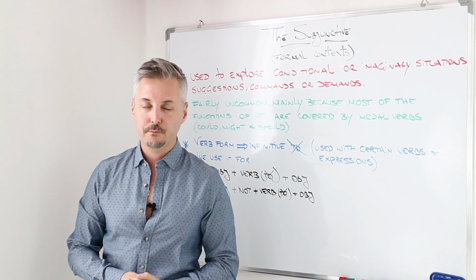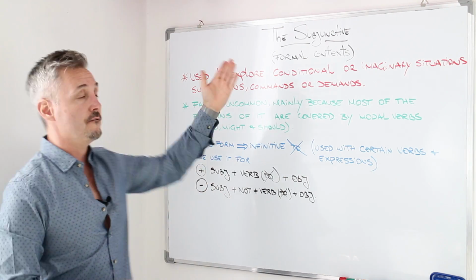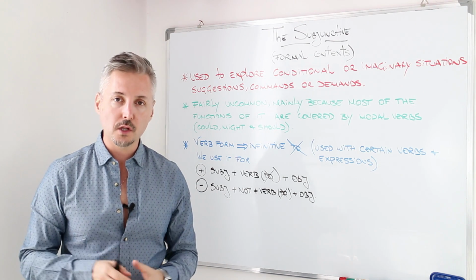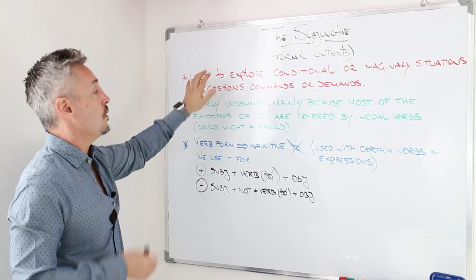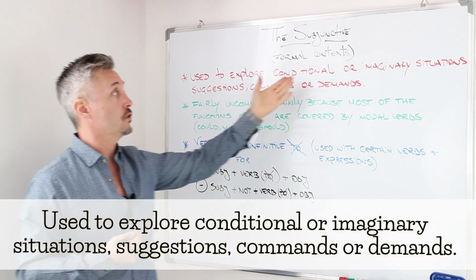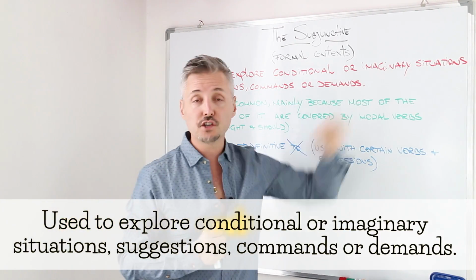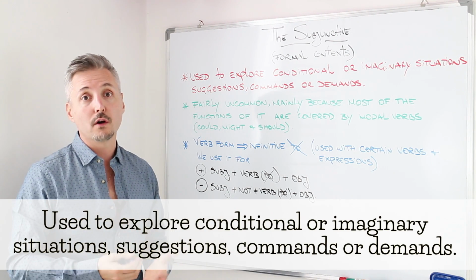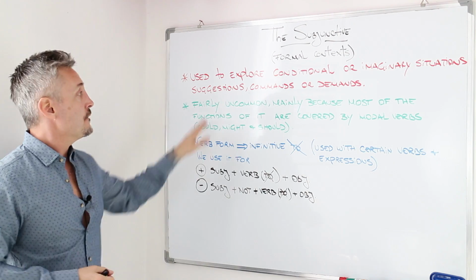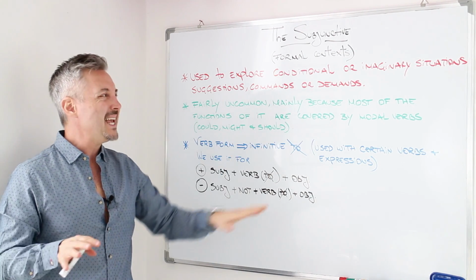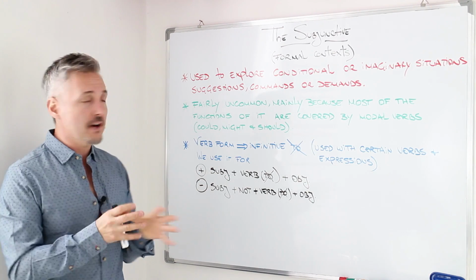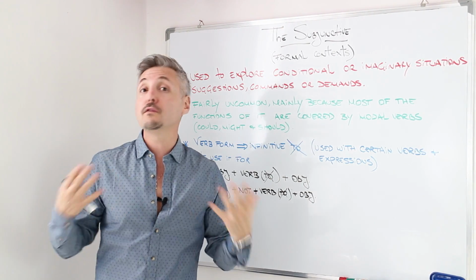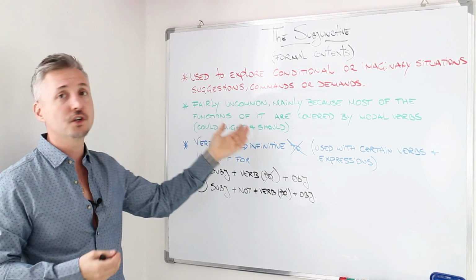Okay, so we're back. The subjunctive is a very special mood and is used mostly in formal contexts. So it's used to explore conditional or imaginary situations, suggestions, commands, or demands. Fairly uncommon, mainly because most of the functions of the subjunctive are covered by modal verbs such as might, could, and should.